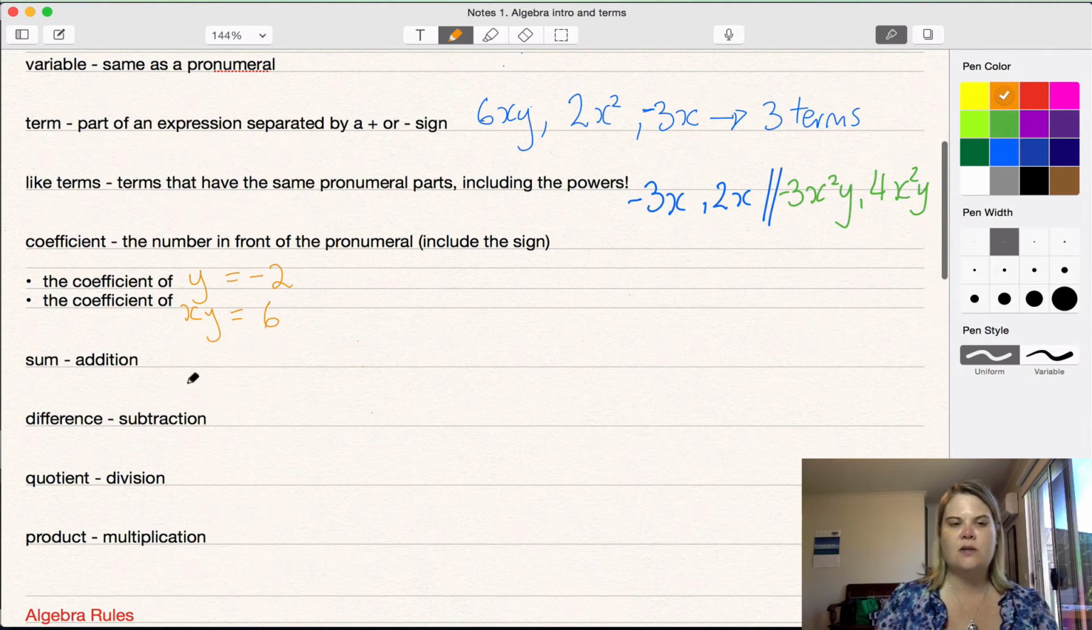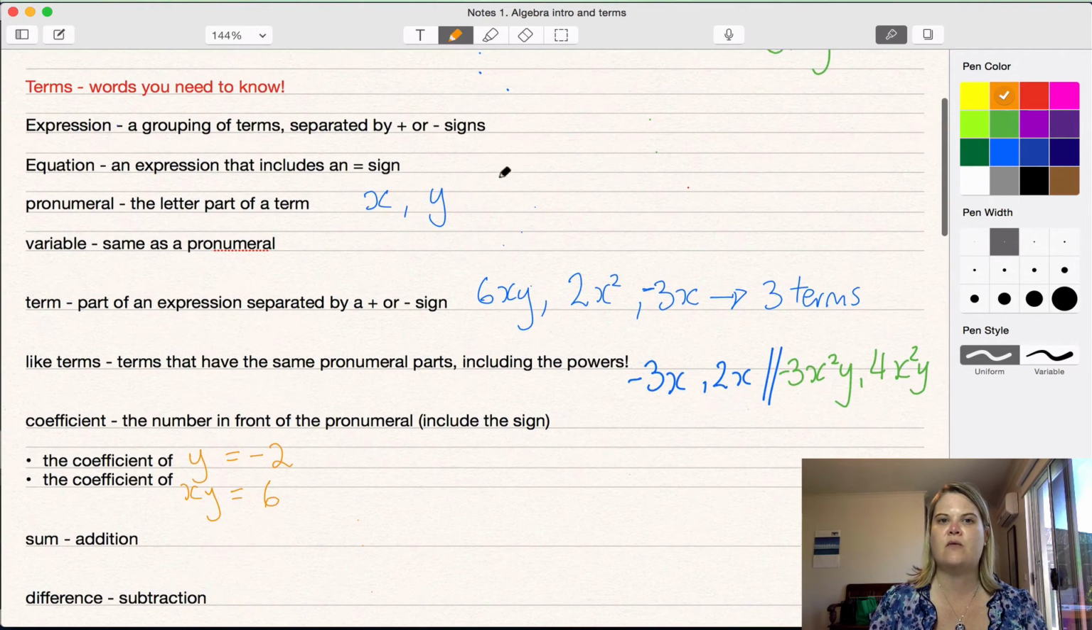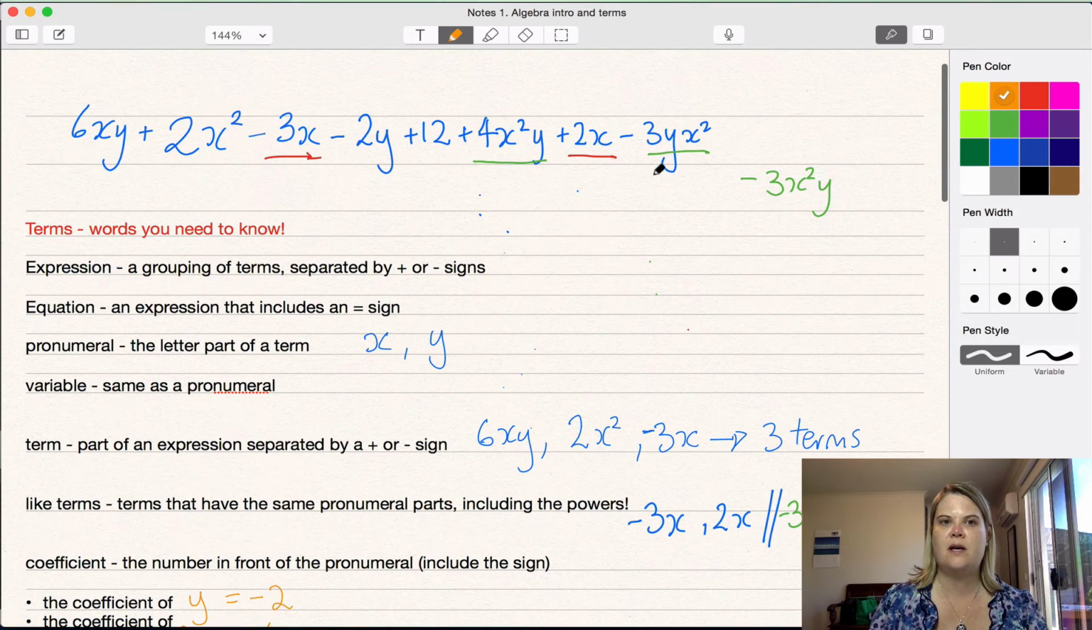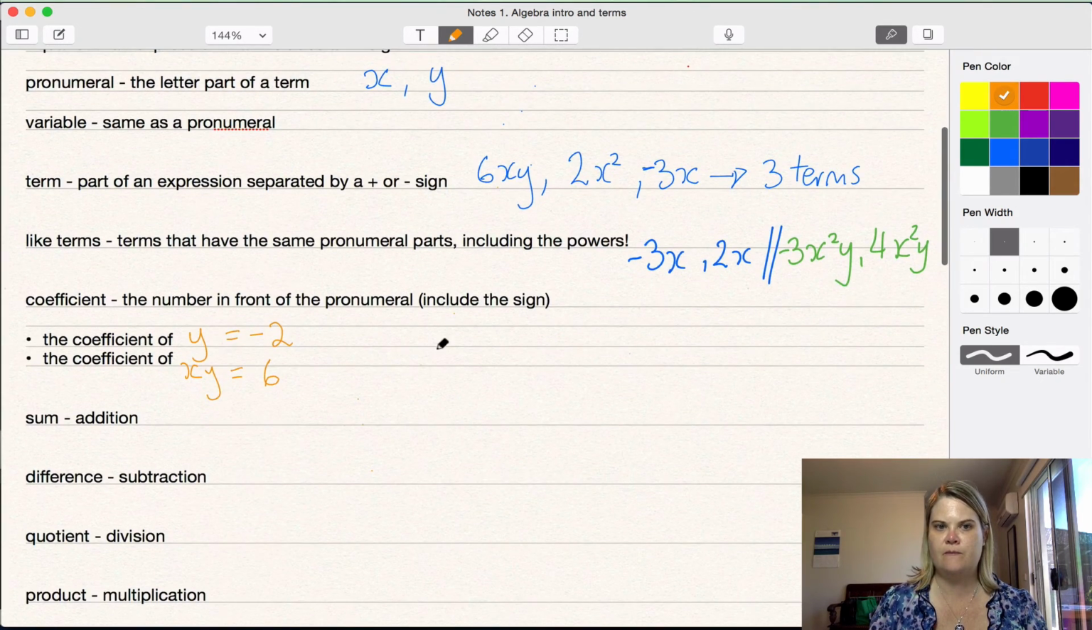Four last words here that we need to make sure you remember are sum, which means adding things together. Difference means subtraction. Quotient means division. And product means multiplication. So these terms might come up if you're looking at a worded problem and you need to write it into an algebraic expression yourself.